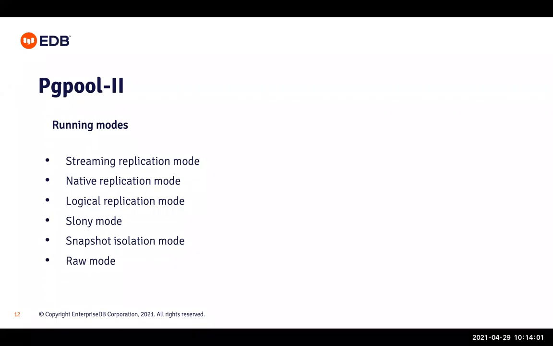So pgpool comes with several running modes that you can use. The streaming replication mode, this is the most popular mode where Postgres is responsible for synchronizing the database using a streaming replication. This is widely used and recommended mode. Load balancing is possible in this mode. The second mode is native replication mode. In this mode, pgpool is responsible for synchronizing the database. So you will use pgpool to set up your replication. And this is a synchronous replication. Load balancing is possible in this mode.